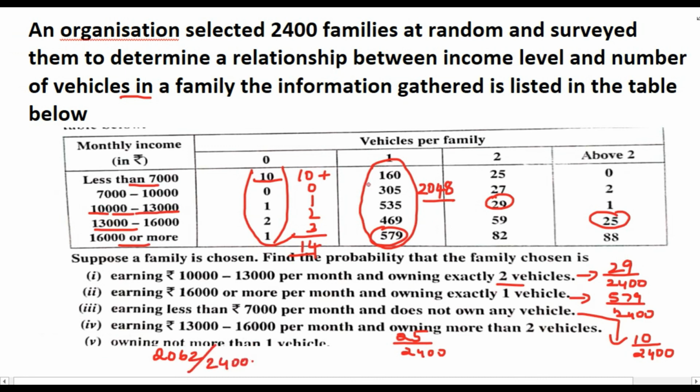So the majority of the families, we can see that out of 2400 families, 2062 families are having only one vehicle, or they are having no vehicle. Very few families are having more than 2 vehicles, or above 2 vehicles, when you consider all the income ranges.